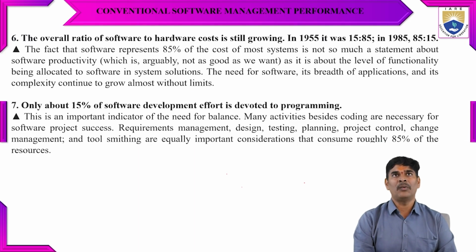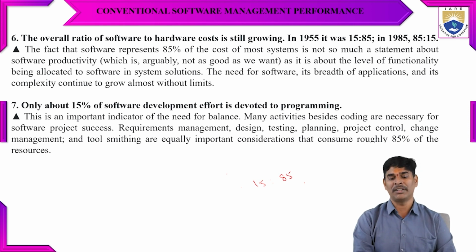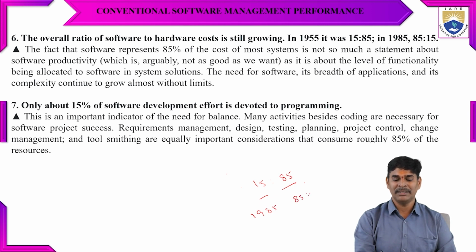Okay. The next one is that the overall ratio of software to hardware cost is still growing. It means in 1955, we had a 15 and 85 ratio of software to hardware. So in olden days, we had 85% hardware and 15% software. But recently, from 1985 onwards, it is reversed. We have 85% software and 15% hardware. So we need to verify the technology and techniques we are using in the current era, to do the project and to calculate the cost of the project.